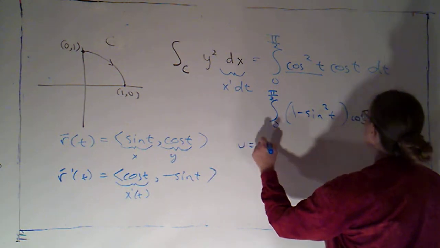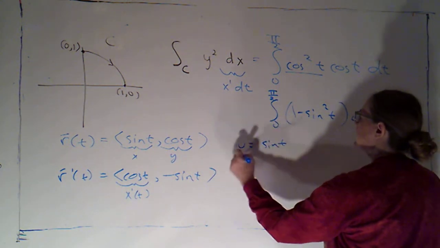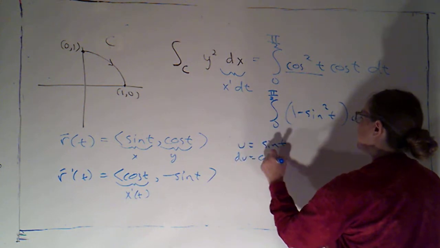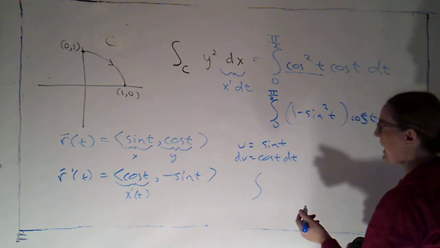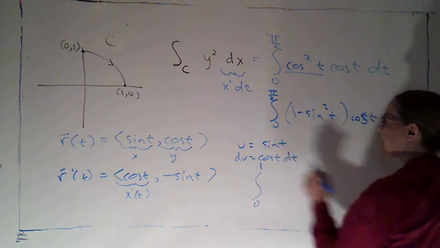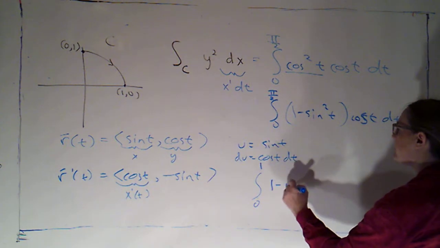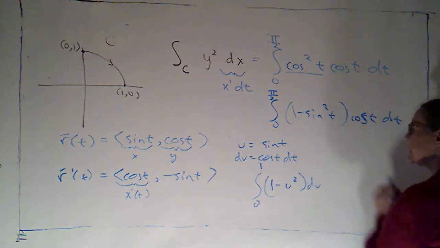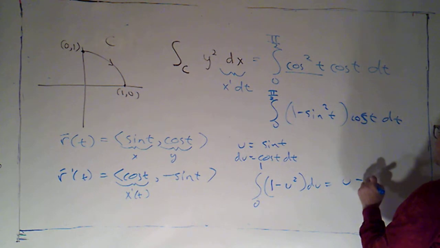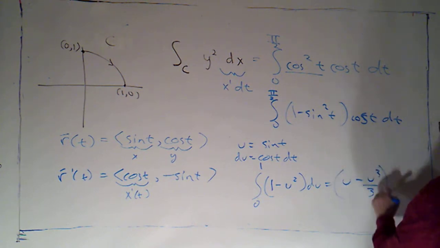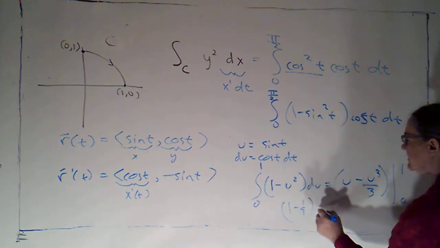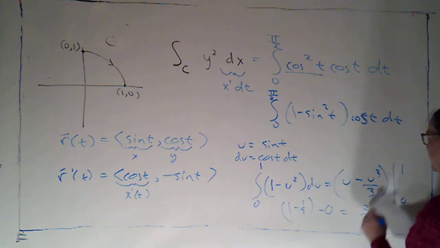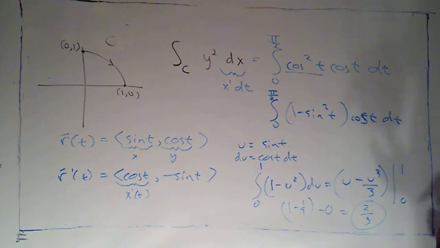So now I can say u is going to equal sine of t, so du is cosine of t dt, and so this becomes the integral from sine of 0, which is 0, to sine of pi over 2, which is 1, of 1 minus u squared du. That's going to be u minus u cubed over 3, evaluated between 1 and 0. So that's 1 minus a third, minus 0. I'm going to get 2/3. Okay. So there's my integral right there.